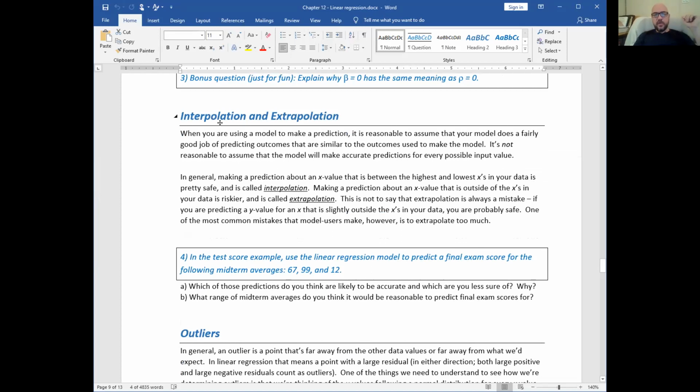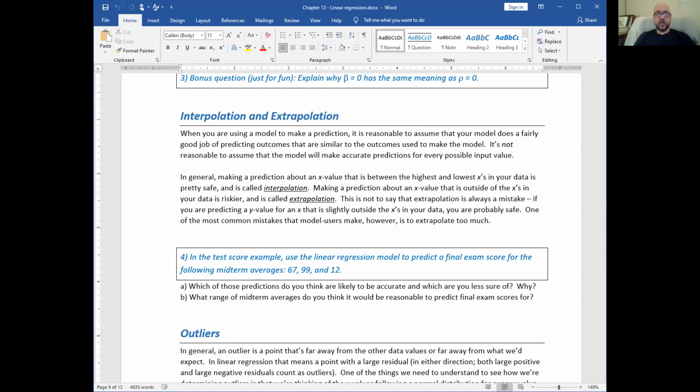So interpolation and extrapolation. For those of you who are up on your Latin roots, I think these are Latin. Inter means inside, and extra means outside. So the idea of interpolation is you are estimating inside your data, inside the range of your data.